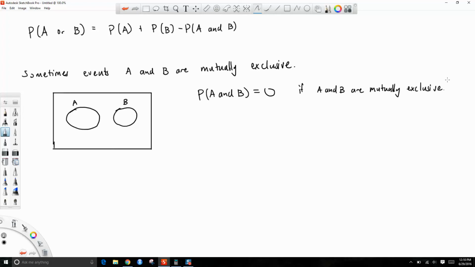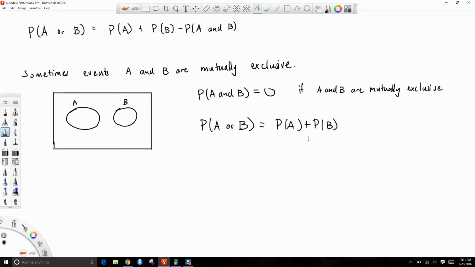Okay, and so the effect that this has is that if A and B are mutually exclusive, then the probability of A or B becomes the probability of A plus the probability of B. I could include subtracting off the probability of A and B, but that's 0, so I'd be doing a minus 0, so effectively we just get this.